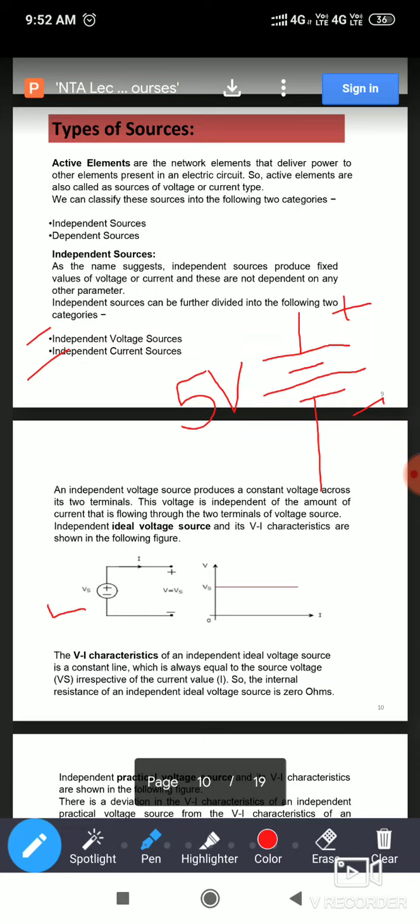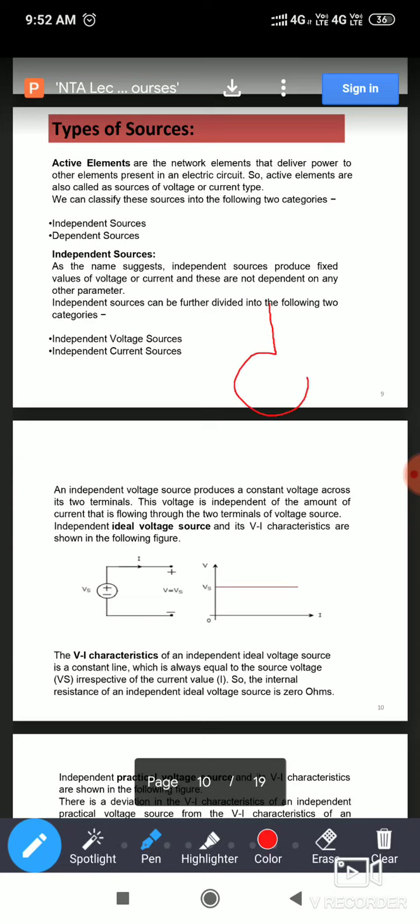These are the symbols. Based on the symbols we can classify that this is the independent source, this is the dependent source, this is the voltage source, and that is the current source. Like this we can make a classification. Now this is about the independent voltage source. Now what about the independent current source? It is like a circle with an arrow in it. That arrow indicates the direction of current flow.